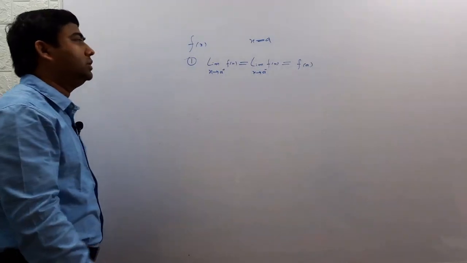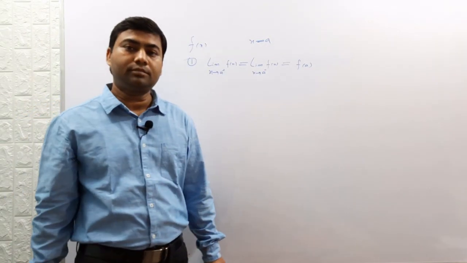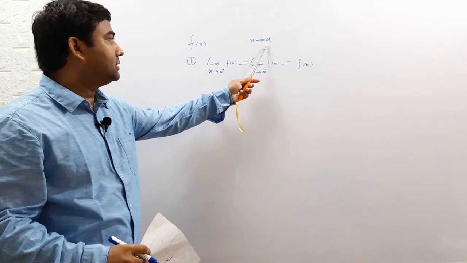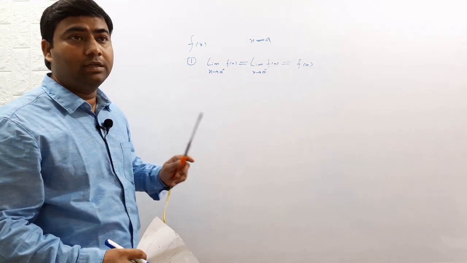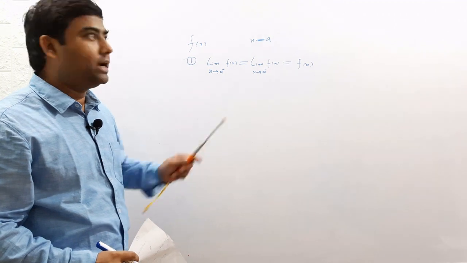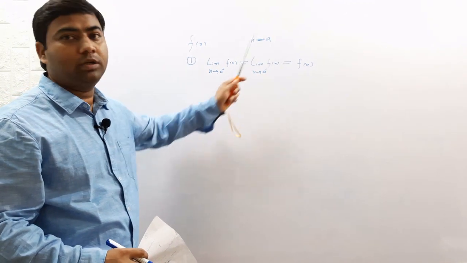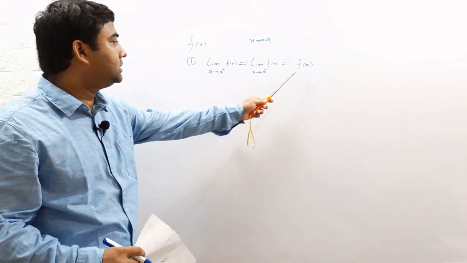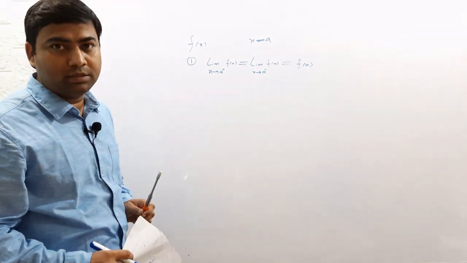This is the condition of continuity of a function. If this condition is met at x equal to a, the function will not have any break at this point. It will be continuous. All these three values should meet.